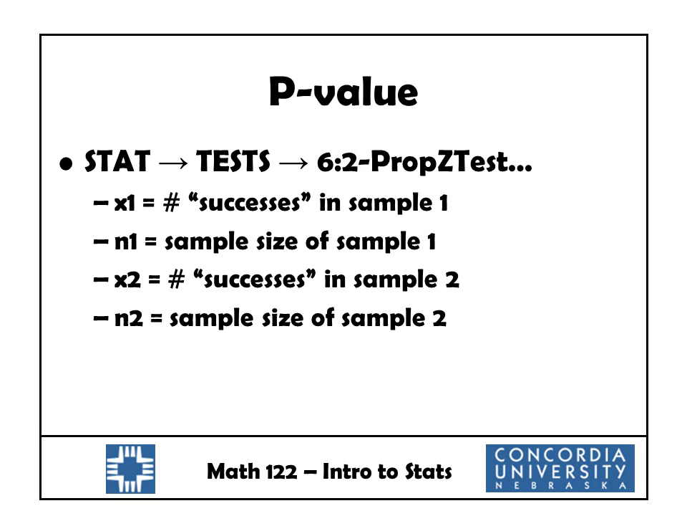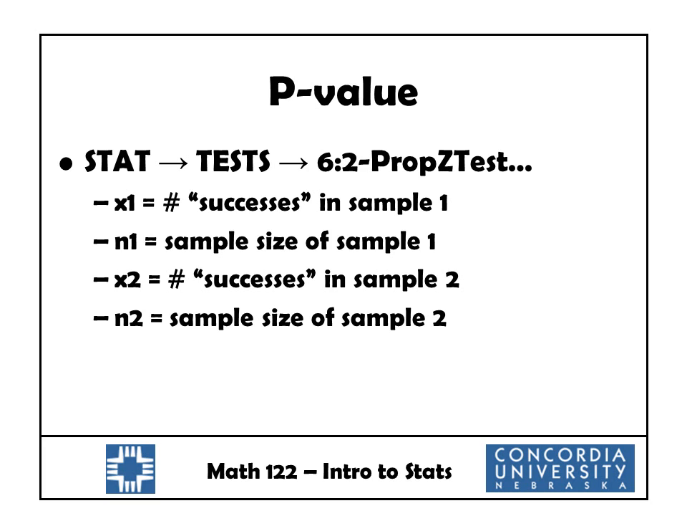The command here is STAT, TESTS, option 6, 2-PropZTest. It's called a 2 proportion z-test because we are comparing proportions from two different populations, and our test statistic is a z-score, and that's why it's called a z-test. Now our calculator is going to ask for several inputs, x1 and n1, and then x2 and n2. x1 is the number of successes in the first sample, and n1 is the sample size of sample 1. And then x2 and n2 correspond to sample 2.